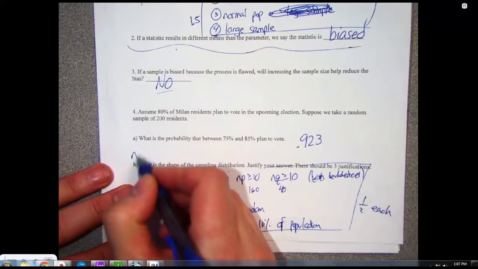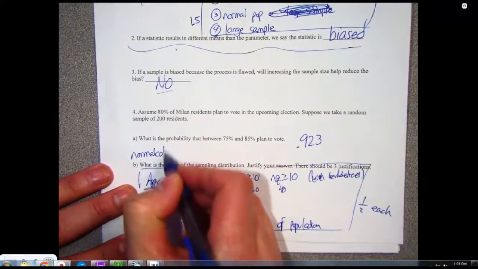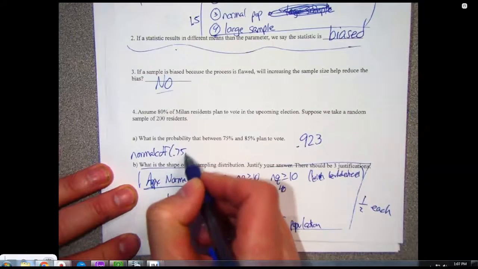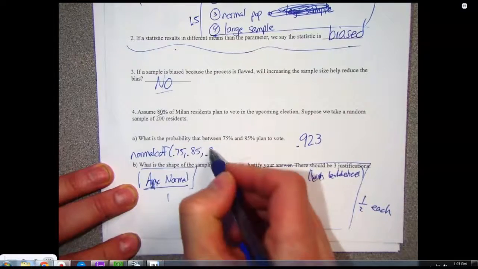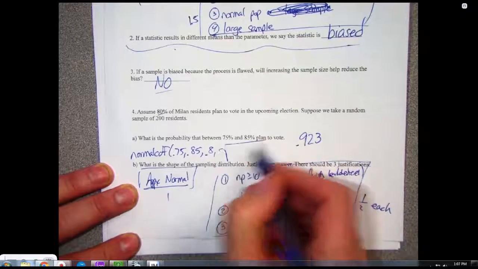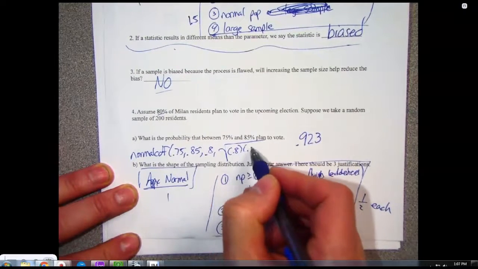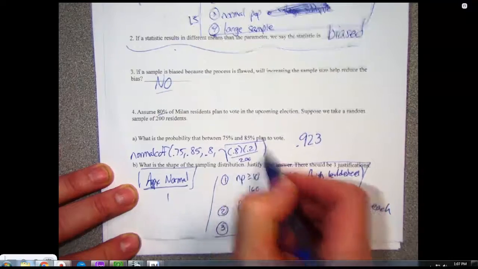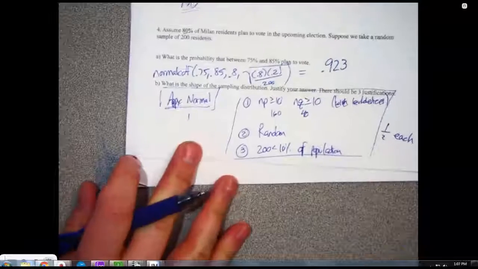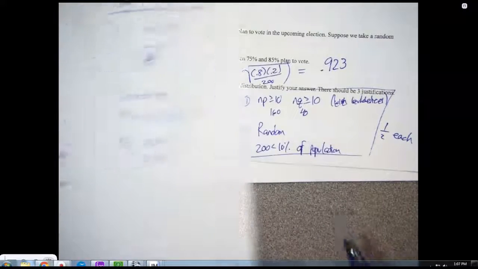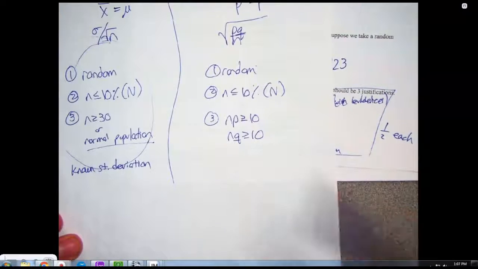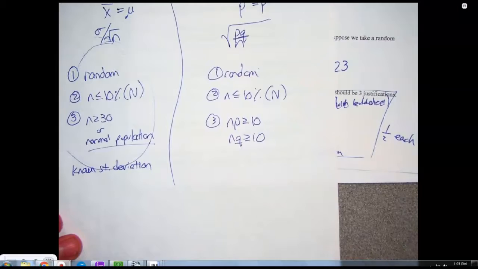Part A down here, this will be normal CDF, 0.75, 0.85. The mean is 0.8, and you took a sample, so your standard deviation is going to be the square root of 0.8 times 0.2 divided by 200. That comes out to your 0.923. And then what is the shape? And again, this goes back to this chart. So it's approximately normal, and then these are your 3 reasons. You just had to kind of list these out.